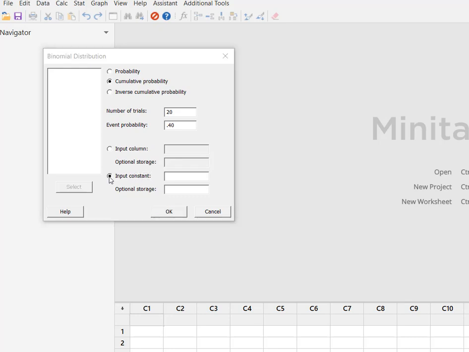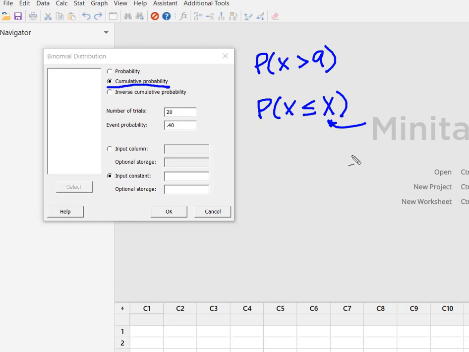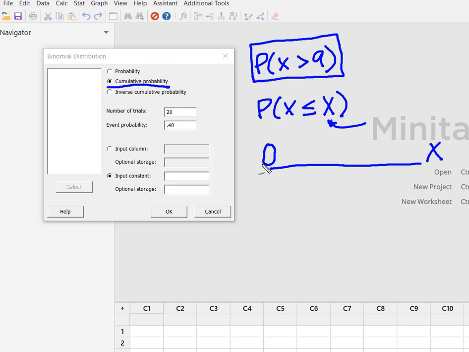but I need to understand this input constant. So in the first question that we looked at, we wanted to know, what was the probability that more than 9 people were afraid of heights? So it's important to remember that what this function here solves for is the probability that X is less than or equal to your input constant, where this is your input constant. In other words, Minitab solves from whatever your input constant is all the way down to 0 successes. In this case, we're going the opposite direction of this function, which means I'm actually going to solve for what I don't want, subtract it from 1 to get what I do want.